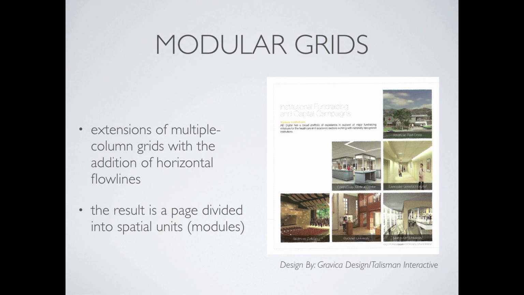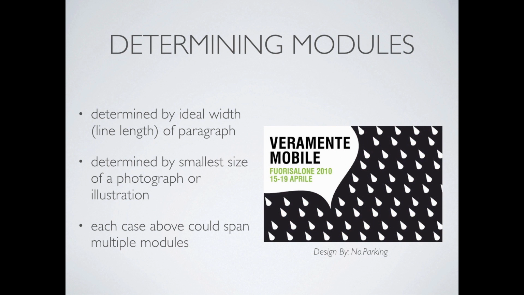Modular grids are extensions of these multiple column grids with the addition of horizontal flow lines. That last poster had one flow line. You could have multiple flow lines, i.e. this image here. The page ends up being divided into these little blocks. Be aware that you can combine those blocks together to create larger images.